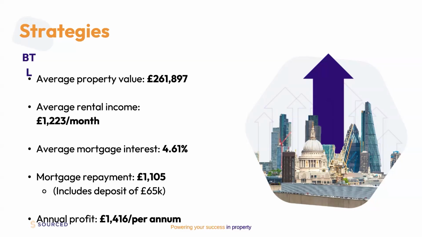That makes the average mortgage repayment £101,105. So that means with an average deposit of 25%, which is 65 grand, your annual profit is £1,416 from that buy-to-let property. So therefore, how long is it going to take you to make £20,000? And that is 14.12 years. So if you wanted to make 20 grand and that was your absolute target on a normal buy-to-let property, and bear in mind you've invested 65 grand into this, it's going to take you 14 years to make 20 grand.